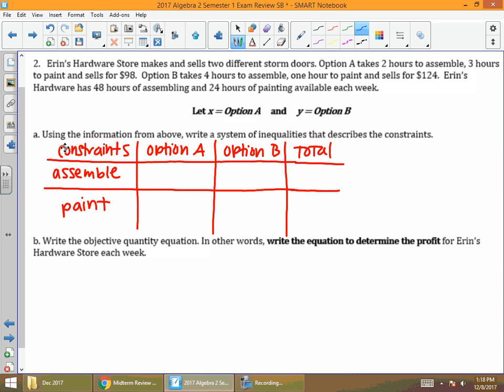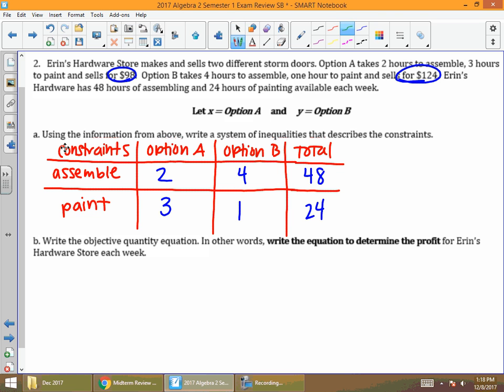So if we match these up, option A takes 2 hours to assemble, so we're going to plug that in there, and 3 hours to paint. What it sells for, we're going to use that a little bit later. Option B takes 4 hours to assemble and 1 hour to paint. And we're going to come back to what it sells for. And it says that the hardware store has a total of 48 hours to assemble and 24 hours to paint.